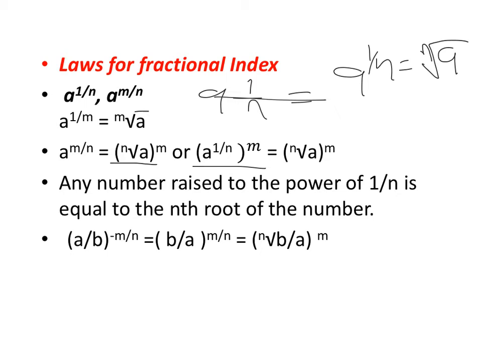Any number raised to the power of 1 over n is equal to the nth root of the number. a over b raised to power minus m over n is equal to b over a, there will be a reverse, b over a all in brackets raised to power m over n. So because of the negative sign, a over b will change to b over a, and then we now have m over n. Now the power is positive.